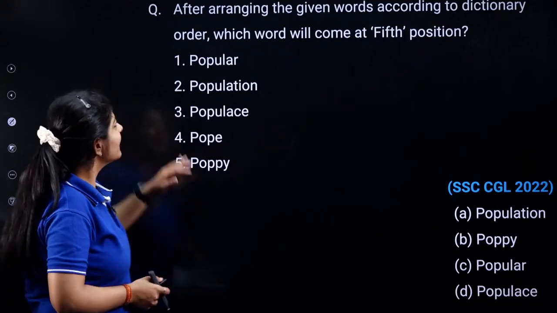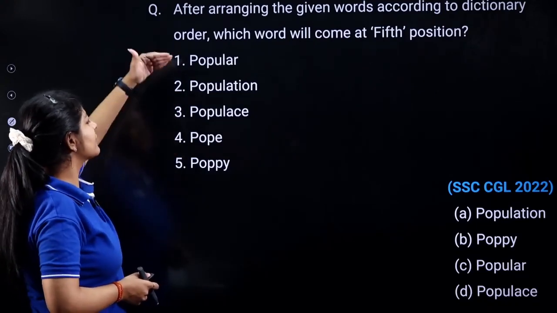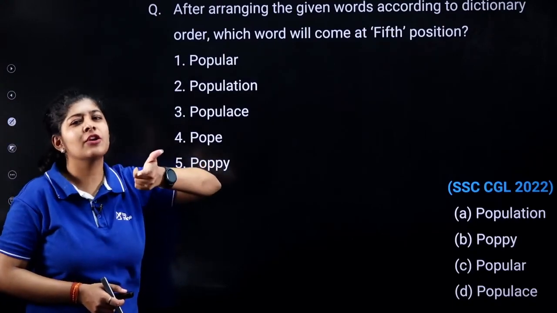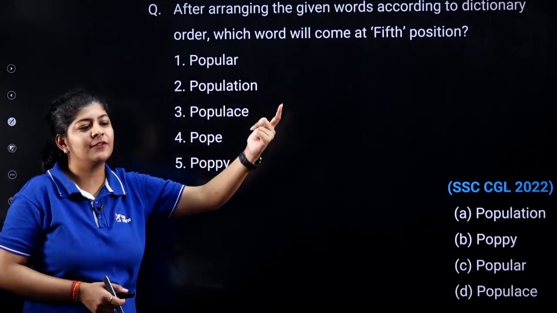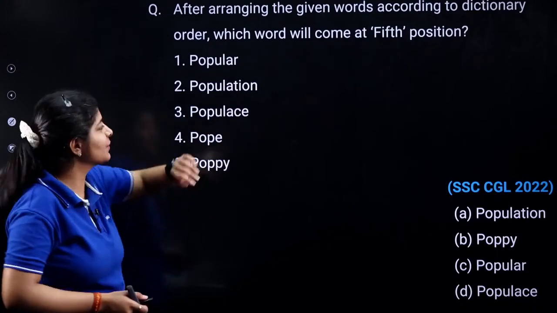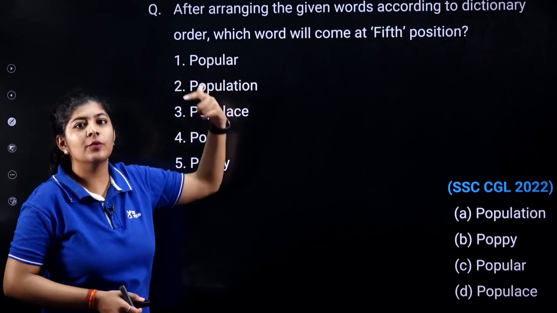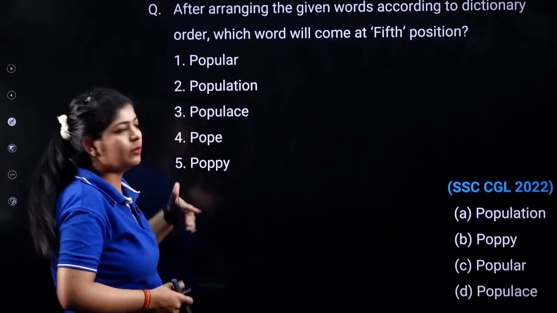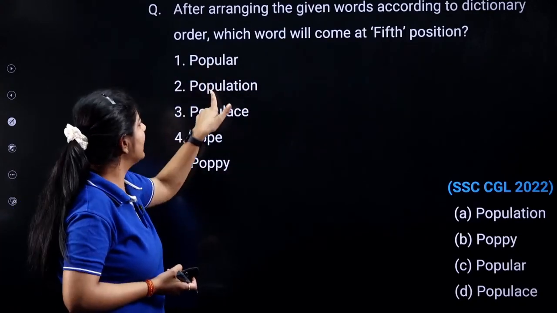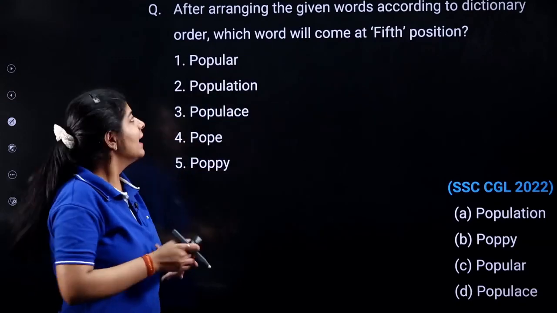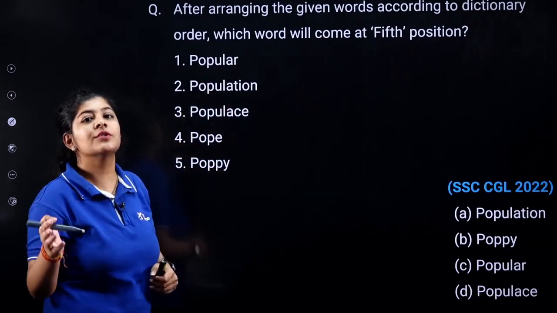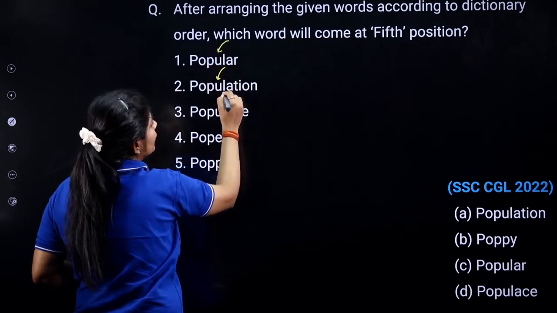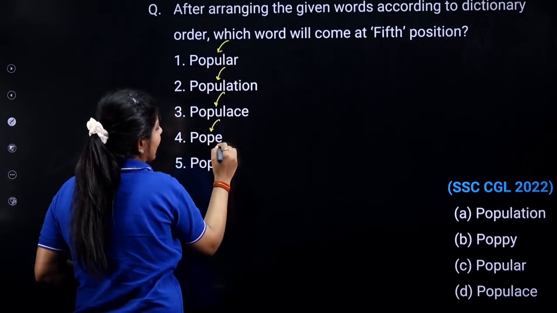As we know, each and every word given over here starts with P. So with the help of the first letter, we are not able to determine who will come at the first position or who will come at the last position. So we are going to approach the second alphabet. O, O, O, O, O. Same. Next, P, P, P, P. Next, we are going to check the fourth letter. U, U, U, P, P.